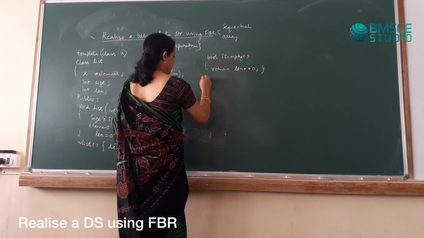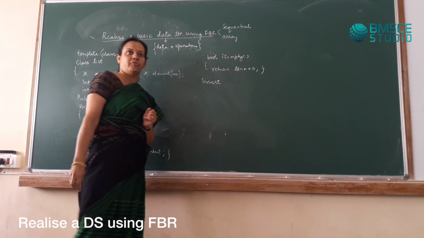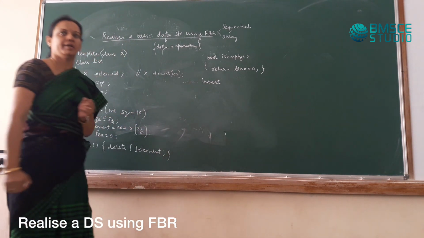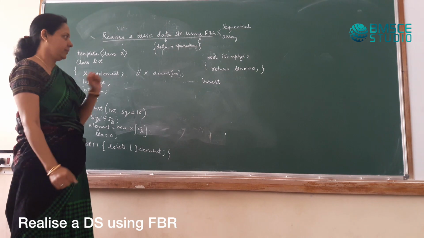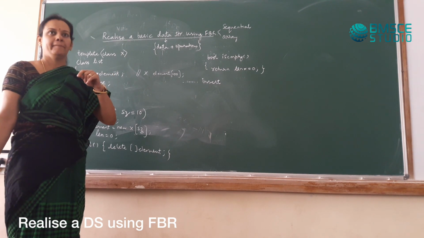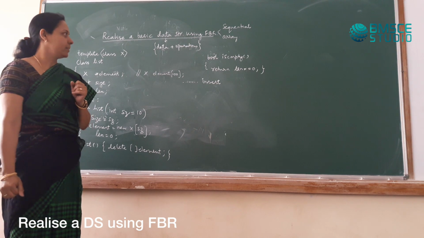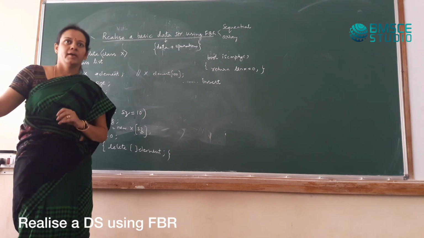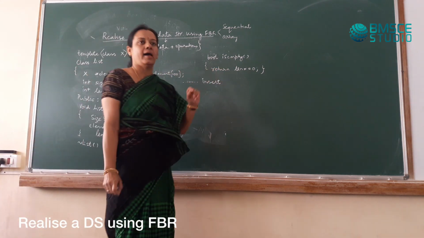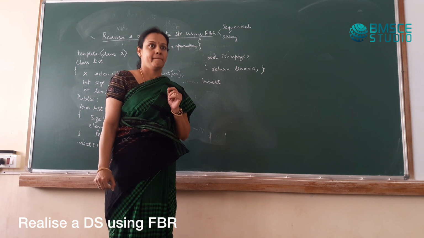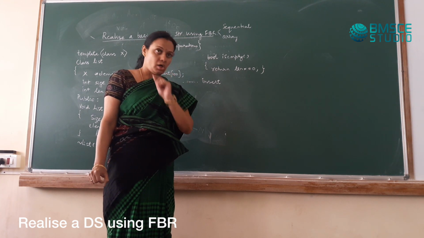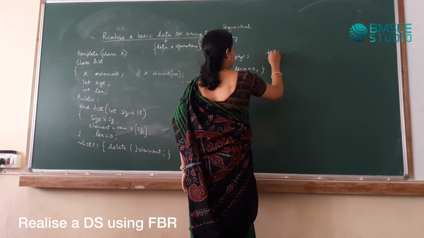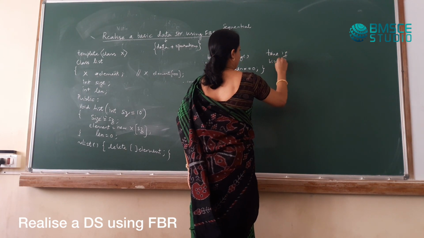Then we'll write a function for insert. Return type, we will fill it up after we find out what the return type should be. Why is the return type for isEmpty bool? True or false, just yes or no. It will return true or false. If it is empty, it will say yes. It is true if the list is empty.